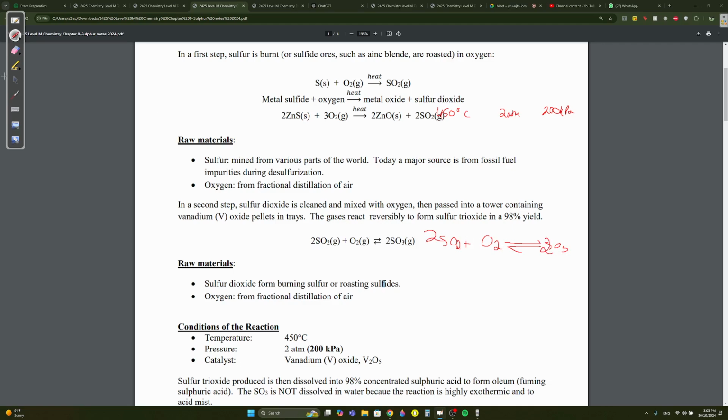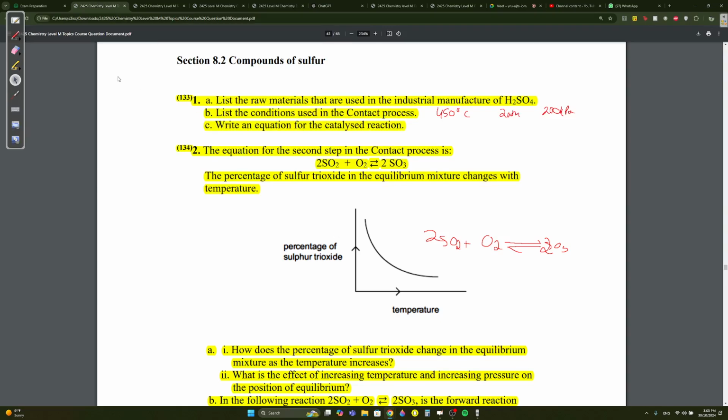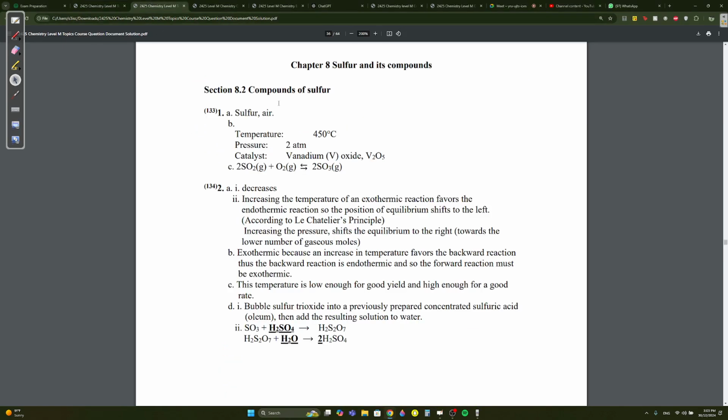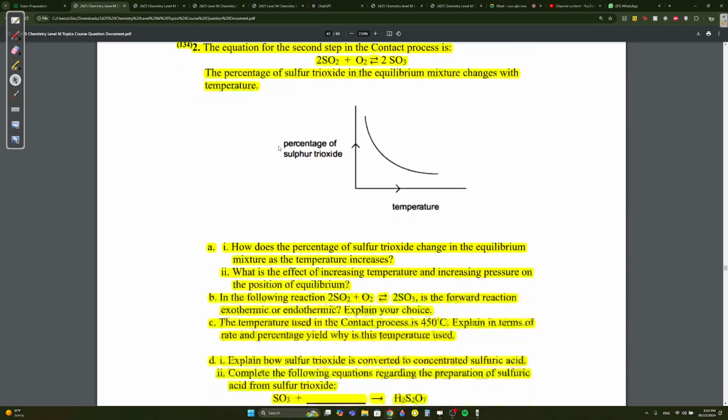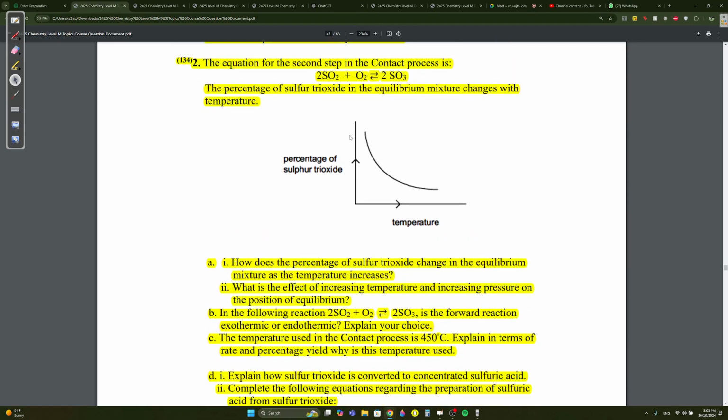Okay, of course it's gas. Okay. This is easy. Okay, memorize this stuff. Okay, the catalyzed reaction is the one to get SO3. Okay, the equation for the second step in the contact process is this.